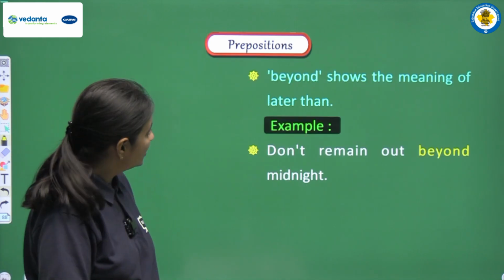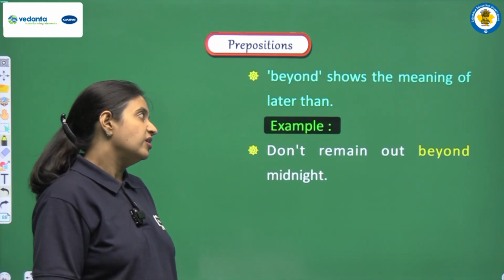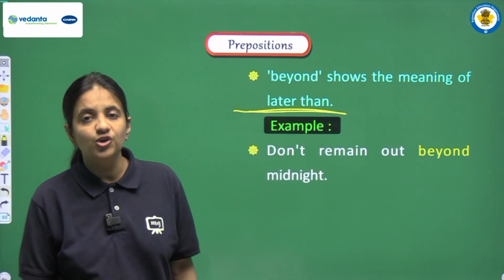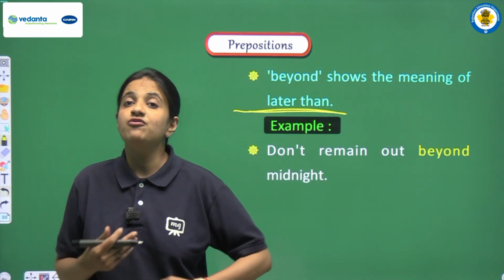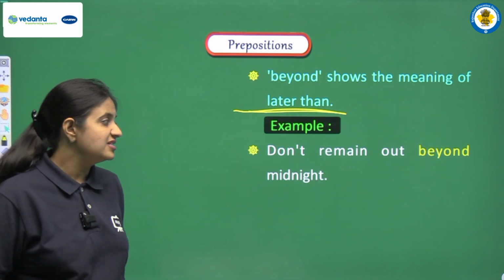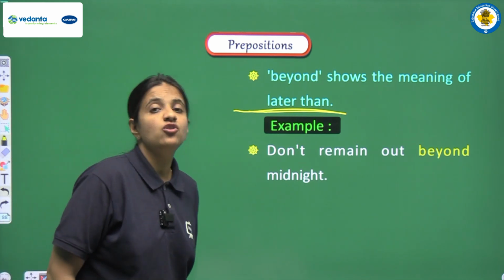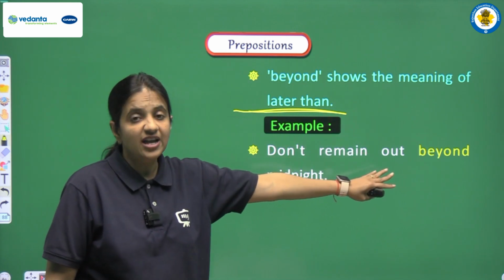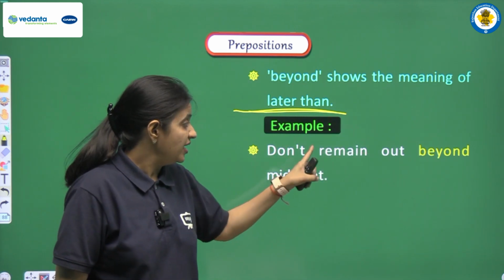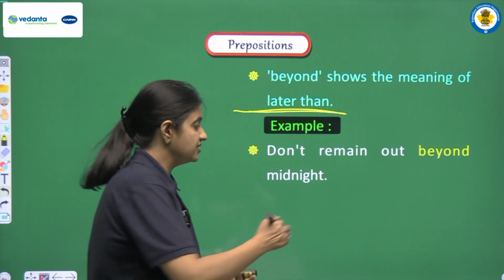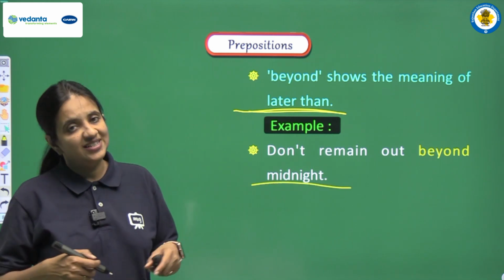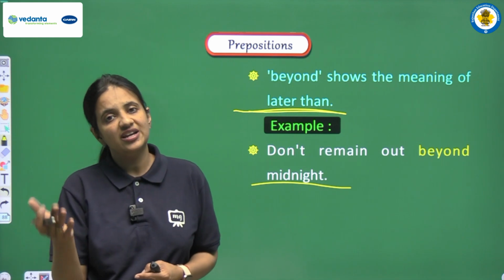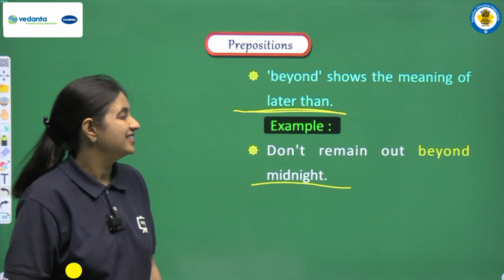Now another use, beyond shows the meaning of later than. Yes, it is also used when we are trying to convey the meaning of later than. Let's see the examples. Don't remain out beyond midnight. So here we are trying to show the limit, and we are trying to say that don't remain out beyond midnight. This is the last limit, right? So this is the reason when we are trying to show the meaning of later than, then also we can use beyond in a sentence.